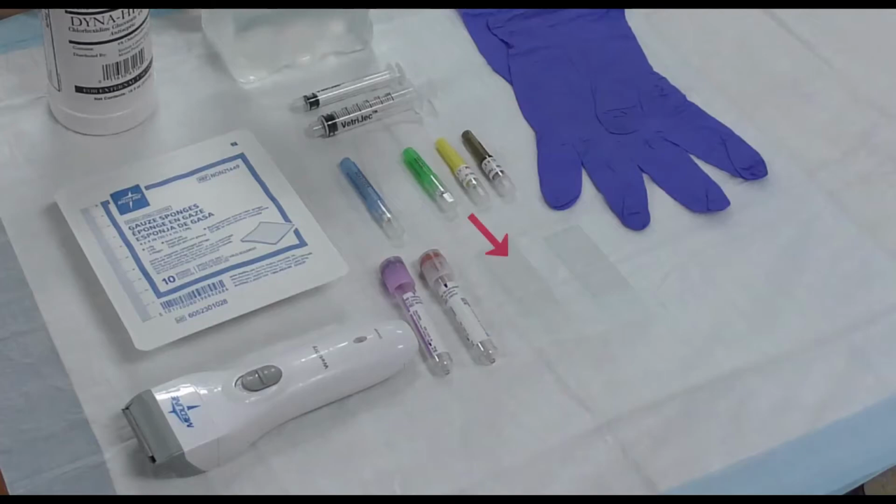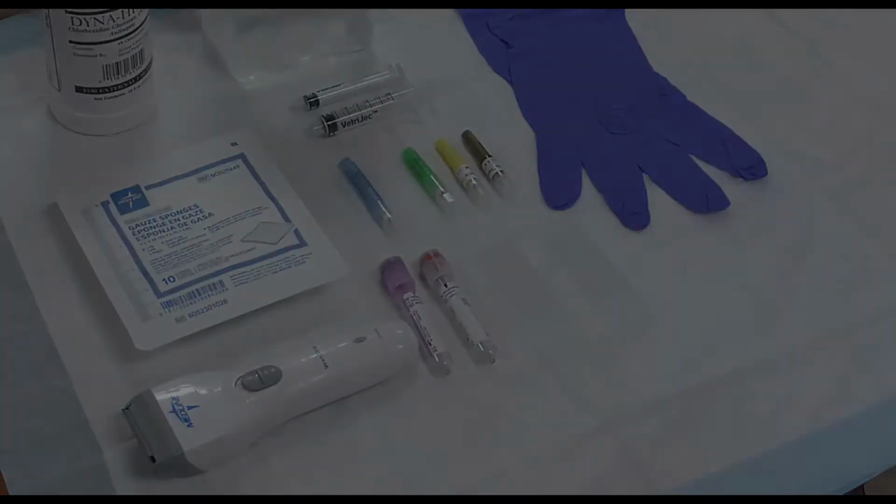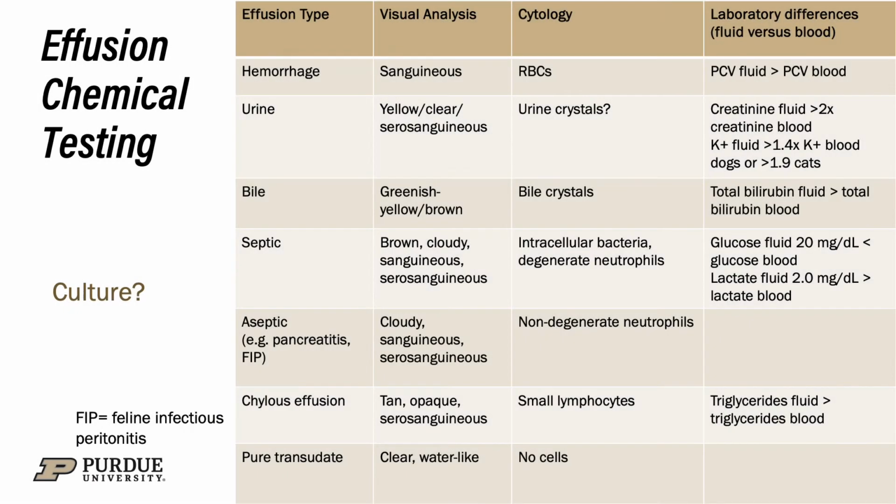First, place 1 drop of fluid on a slide for your own in-house cytology. Second, a purple top EDTA tube for cell counts and cytology submitted to a pathology lab. Third, a red top or serum tube for biochemical testing. The value obtained from the abdominal fluid is compared to the serum values. The red top tube can also be used to collect a sterile culture sample.